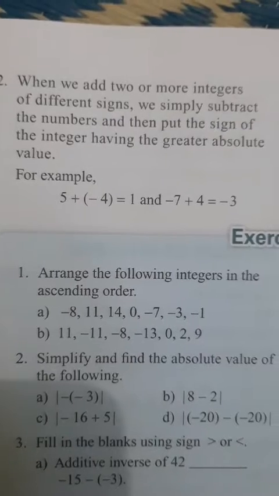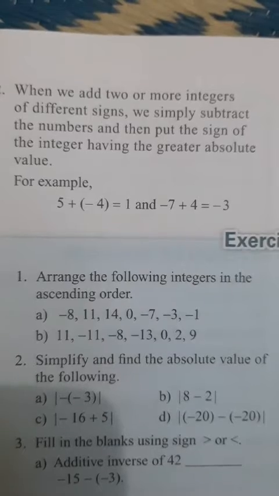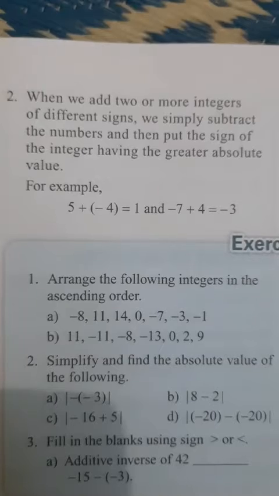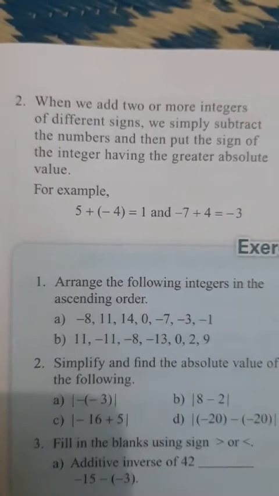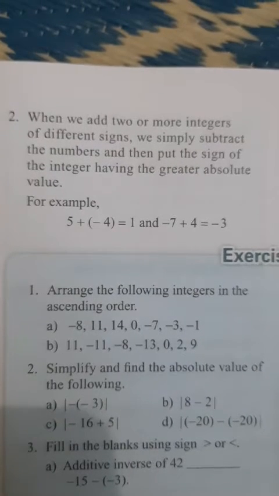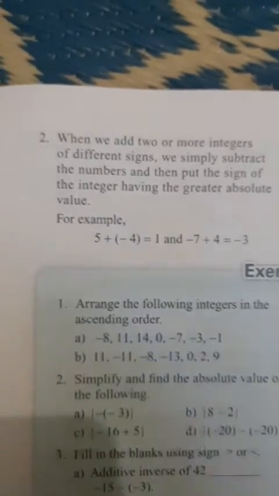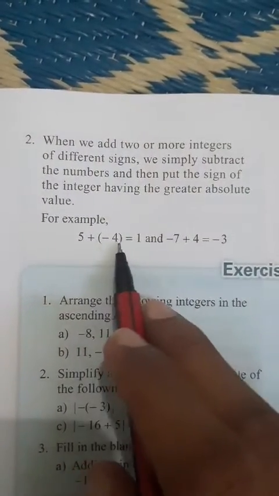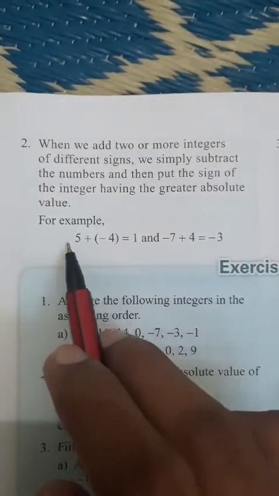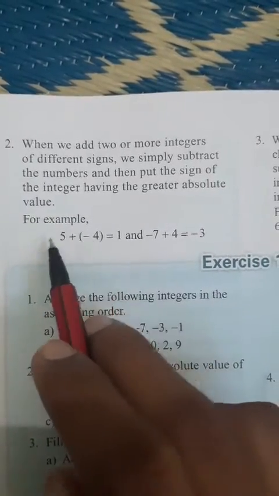When we add two or more integers of different signs, we simply subtract the numbers and then put the sign of the integer having the greater absolute value. This means if there is a different sign, we have to subtract and put the bigger number sign. Here 5 plus into minus 4. So before 5 what symbol is there? If there is no symbol means plus. Now plus 5 minus 4, we are adding the plus 5 minus 4.